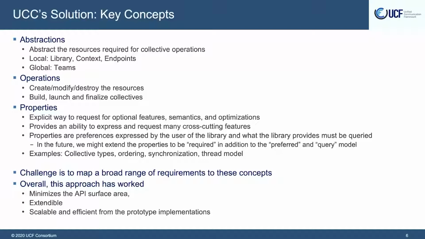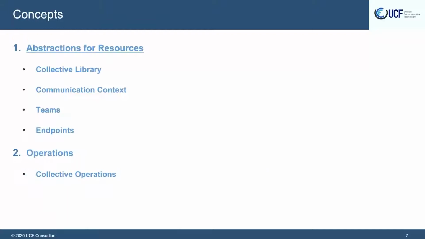So the challenge is really mapping all the semantics, functionality, and features to these concepts. I think overall this approach has worked. We have an API that I think is relatively stable so far, and we have experimental implementations, and we see from the experimental prototype implementations that this API seems to work and provide efficient implementation. I'll share more. So let me spend just a slide on it. And I think if you have heard me before, this is probably more familiar to you.